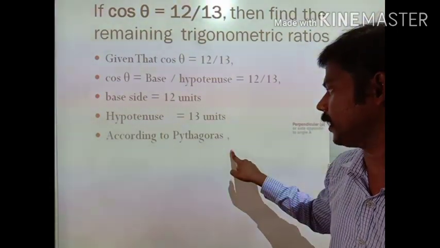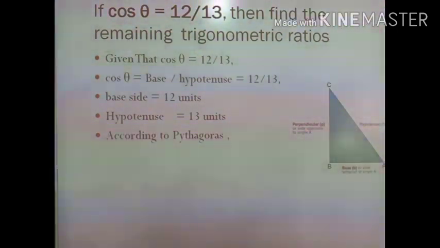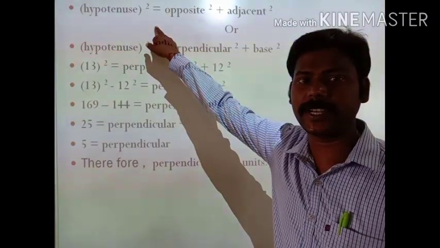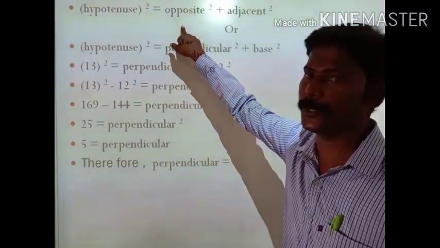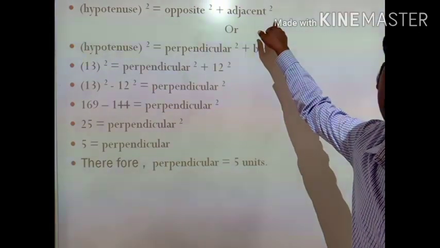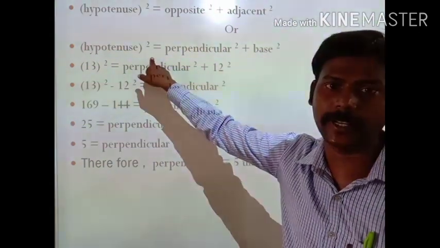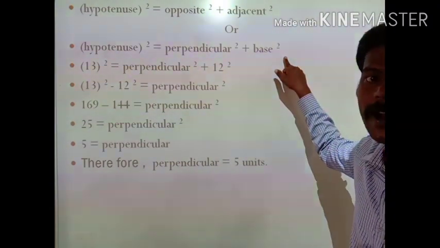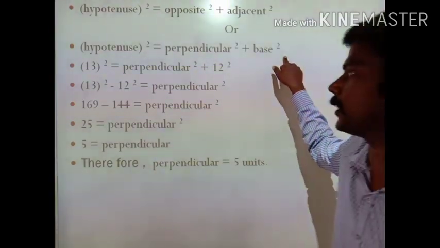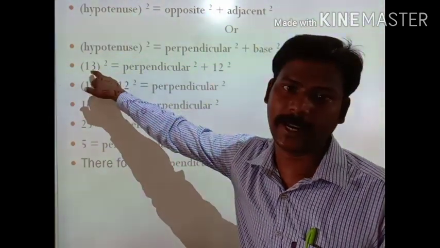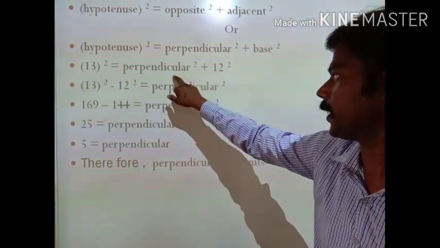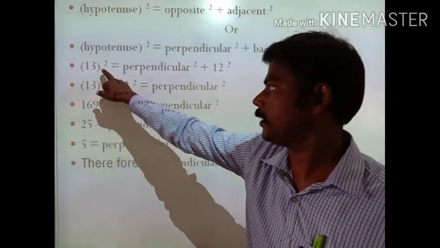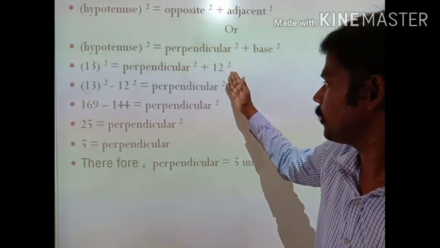Now according to the Pythagoras theorem, note down: hypotenuse square is equal to opposite square plus adjacent square, or hypotenuse square is equal to perpendicular side square plus base square. Now we already have two values, substituted in the given problem. Hypotenuse 13 square is equal to perpendicular square, next base value we already have 12, so 12 square. Now simplify 13 square; here plus 12 square is there.